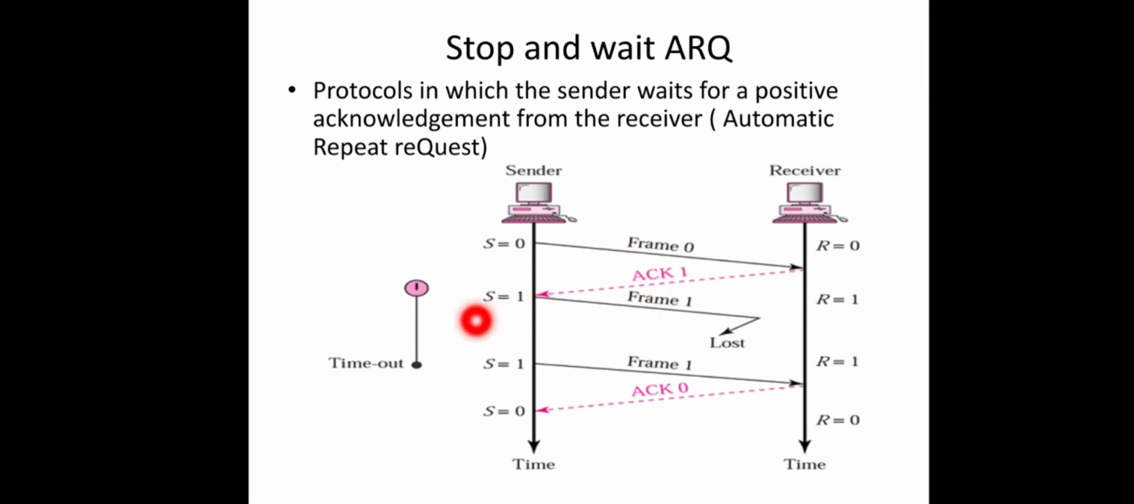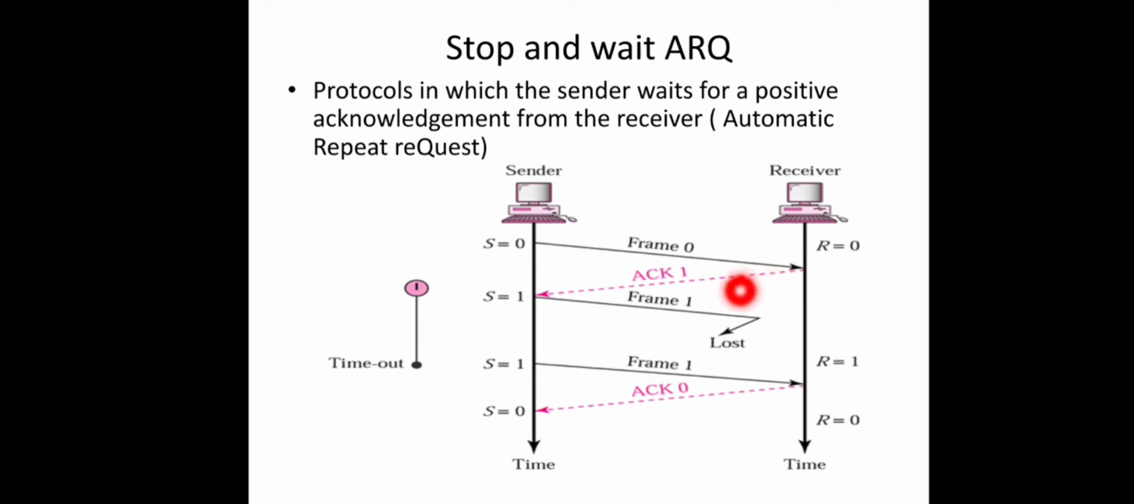So the sender sends the second frame, frame 1. Unfortunately, this frame is lost, as you can see here. After some time, the sender will time out and send the same frame again, right? Now upon receiving the frame, the receiver will send an acknowledgement back. So without any duplicates, it can solve this problem.